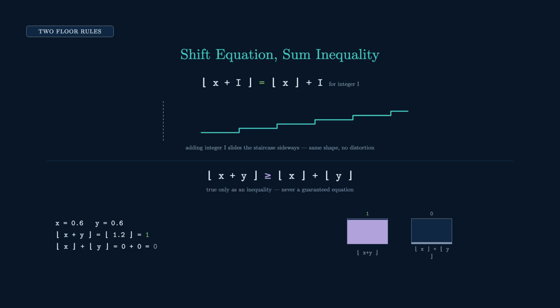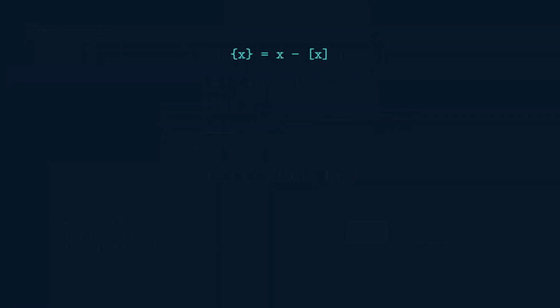1 beats 0. Fractional part is defined as x minus the floor of x. That's the whole definition. And notice what it forces, the result is always at least 0 and always strictly less than 1. 0's allowed. 1 is not. And that's true for every real input, positive, negative, doesn't matter. Which gives the graph a very particular shape.